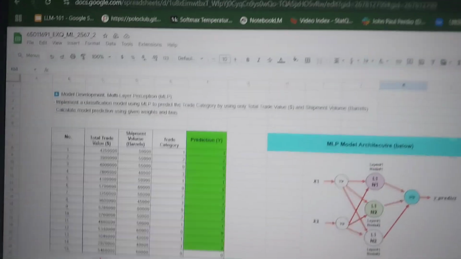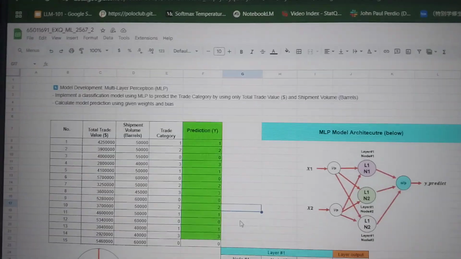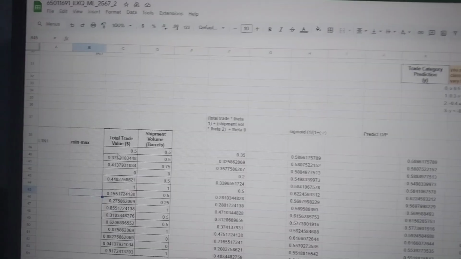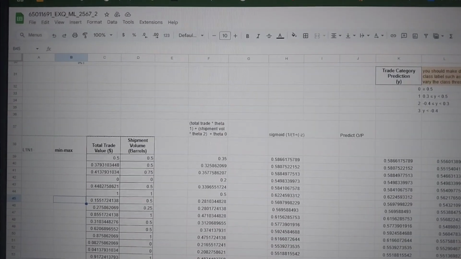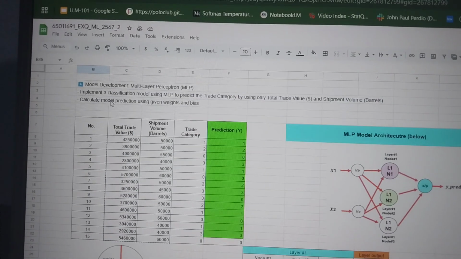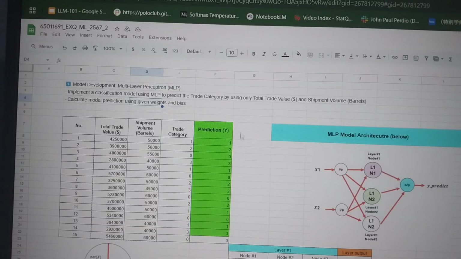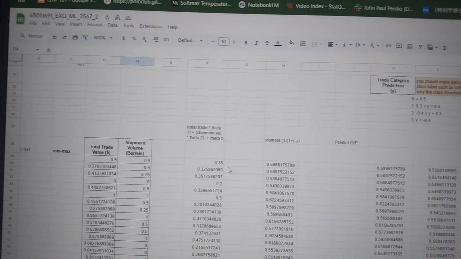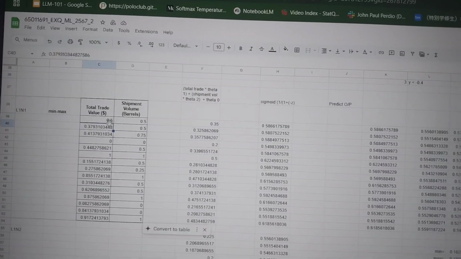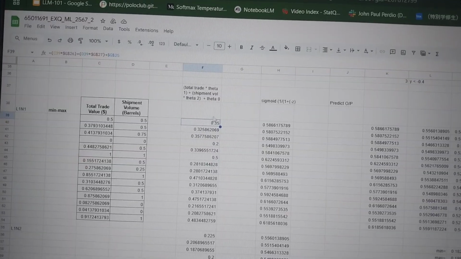Now, next, let's move to the MLP. Again, we get the normal table from the data set. And over here, we use the min-max values that we got from data cleansing and feature selection to do the calculations in order to predict the model accuracy, using the given weights and bias that were given to us here. So pretty much we did min-max according to the last table, and then here we calculated for the z-score.